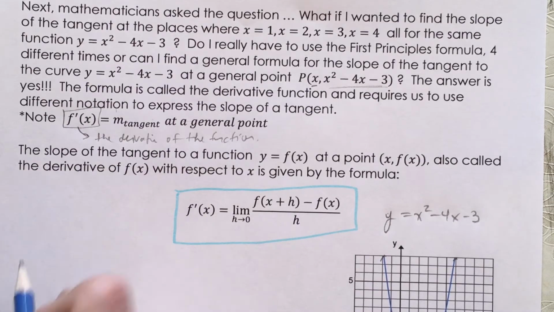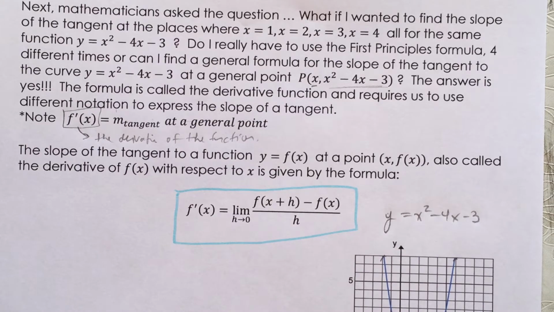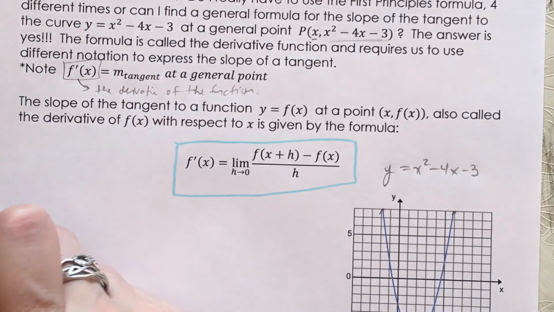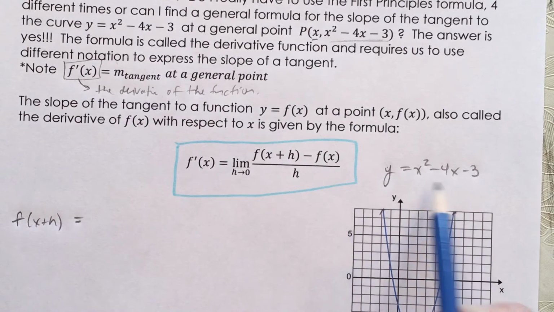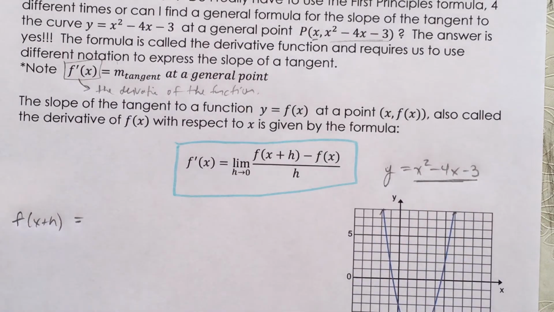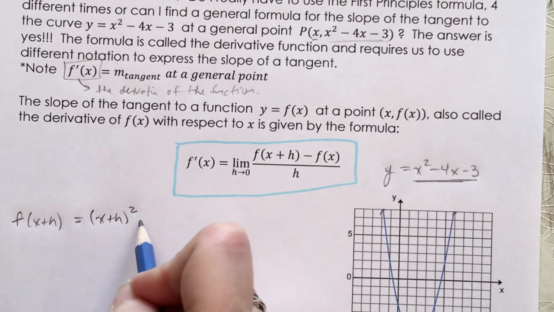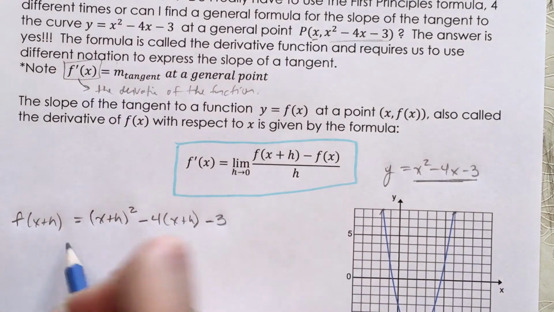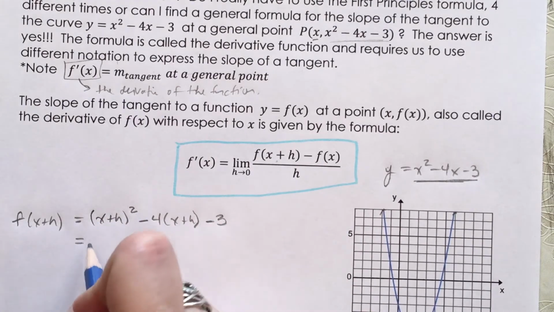Okay, so we've got our formula. The first thing we would need to know before we use the formula would be f at x plus h. So we've got to actually go about finding that. So f at x plus h. I'm going to use the definition of the function over here. I'm going to replace x with x plus h, and that's squared, minus 4 times x plus h, minus 3. And now I'm going to expand and simplify that. And then I'll know what f at x plus h is, and I can start to use the formula.